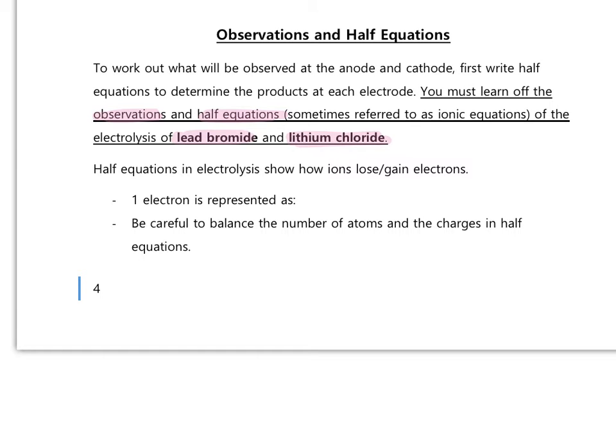Just a reminder, for half equations, we will be using electrons that are represented as e-, the minus as a superscript up in the top right hand corner, and they each have a charge of -1, and we've done lots of practice of that in year 11, but also in our oxidation, reduction and redox topic as well, with writing half equations for that. So we're going to look at these two examples now.